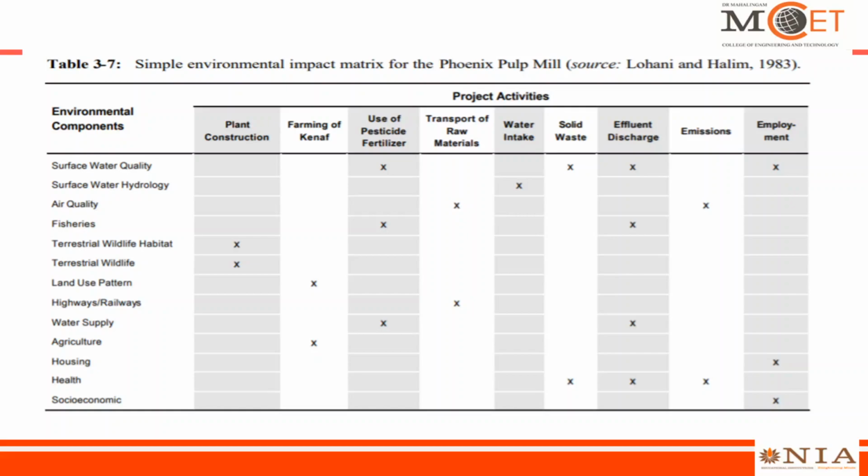So this is just a small example of how to draw a matrix diagram, right? You have the environmental components in the column and the project activities on the x-axis, right? And you have to relate how the environmental components are getting affected by each project activity, right?